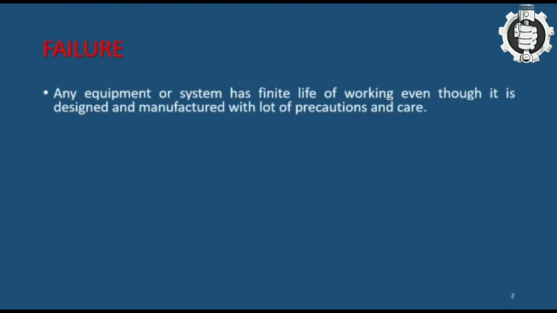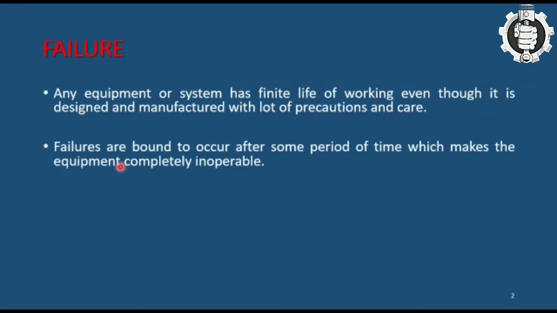Any equipment or system has a finite working life, even though it is designed and manufactured with a lot of precautions and care. For example, consider the case of a pen. If the pen is designed and manufactured to write up to 1 kilometer, and it does not write up to 1 kilometer, then it's a failure. Likewise, if a tire is manufactured to run for 25,000 kilometers, and it only lasts for 20,000 kilometers, so there is a loss of 5,000 kilometers, then it's a failure.